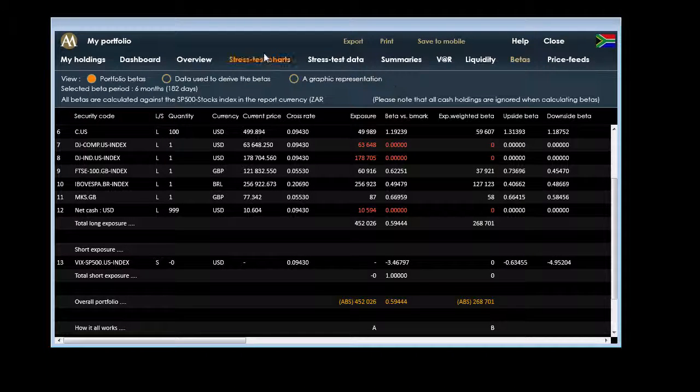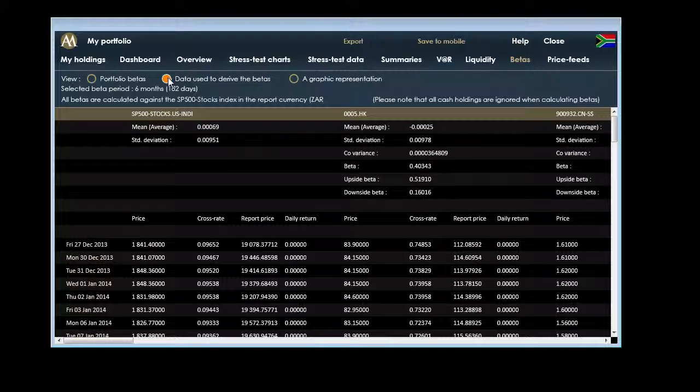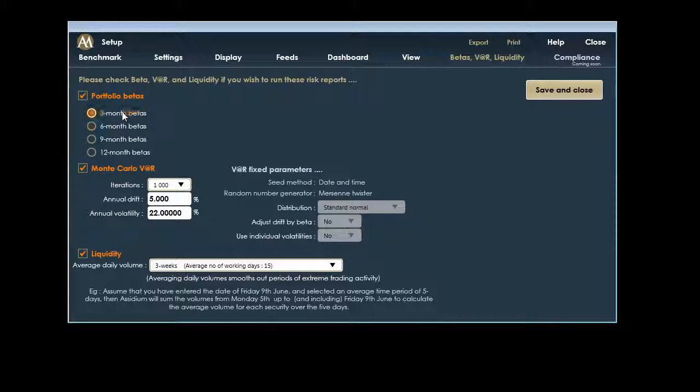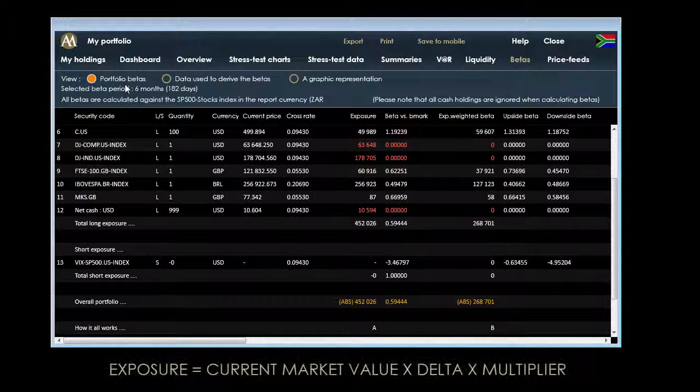To calculate the beta of an entire fund, Assidium calculates the betas of each security in the fund and then weights them by each security's delta adjusted exposure. You can see these numbers in the exposure analysis. The betas are calculated according to the period you set in the setup screen: 3, 6, 9 or 12 months. The exposure equals current market value times delta times multiplier.